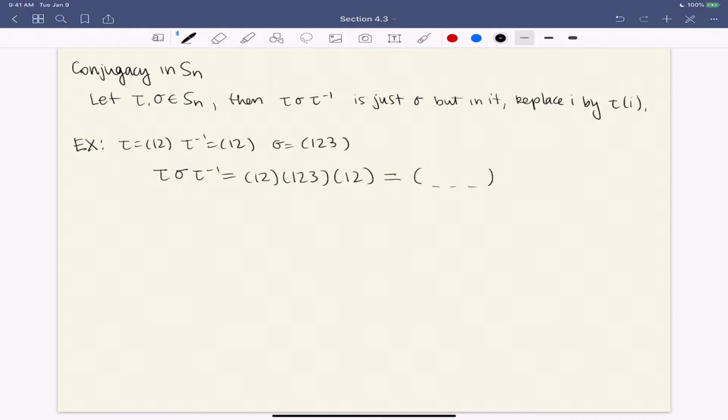But in it, I replace each number by where it goes in tau. So 1, I look in tau, it goes to 2, so I'm going to replace 1 by 2. And 2, I look in tau, it goes to 1, so I'm going to replace it with 1. And 3, I look in tau, 3 doesn't go anywhere, so I'm going to leave 3 alone. And you can check this multiplication to see that it is true. And so you see that the shape of sigma doesn't change when it's being conjugated. Sigma was a 3-cycle, it's still a 3-cycle.